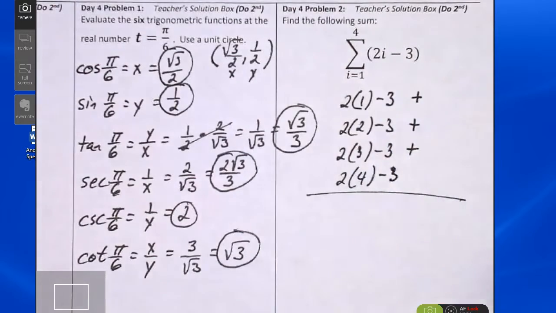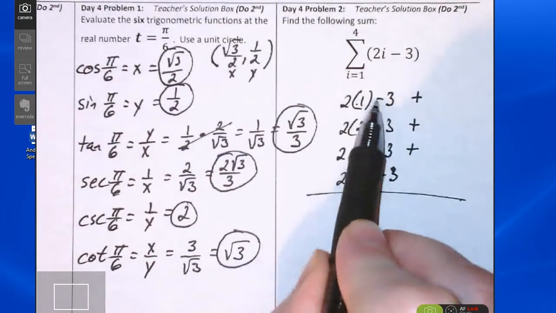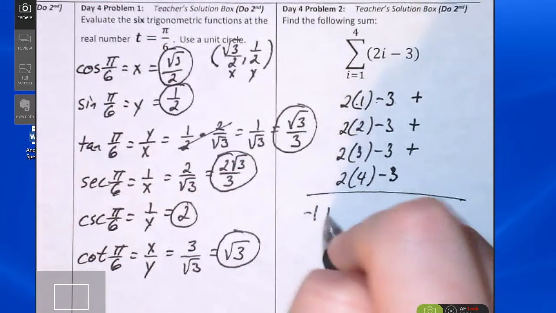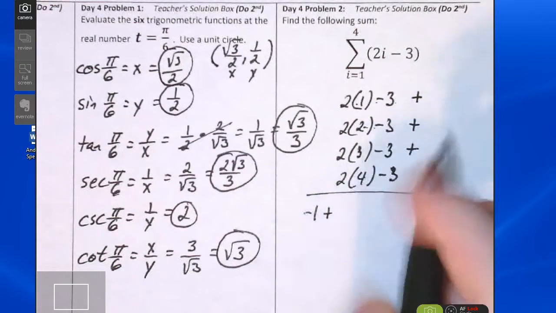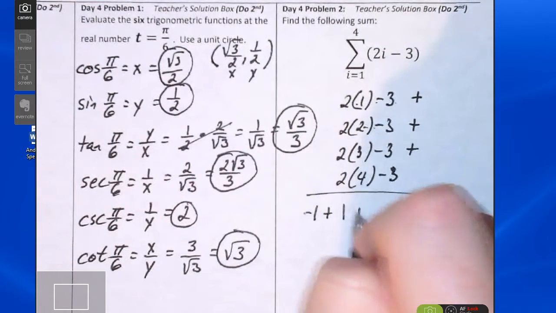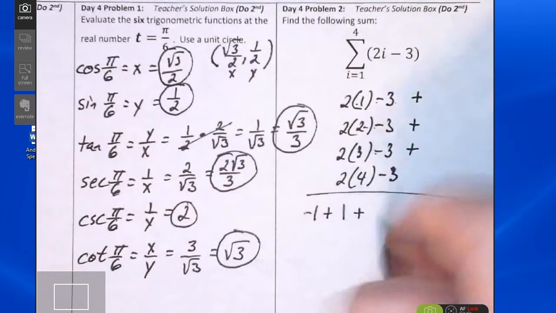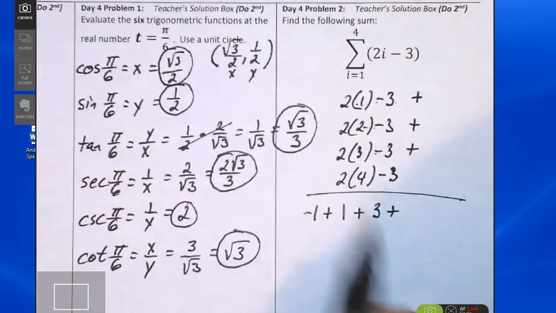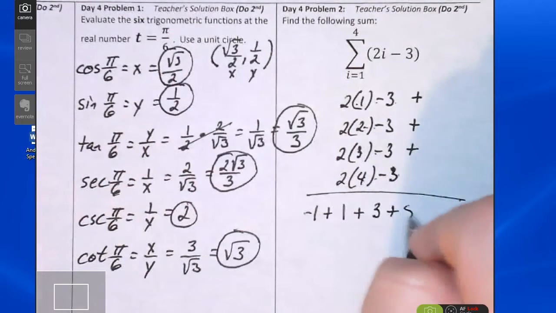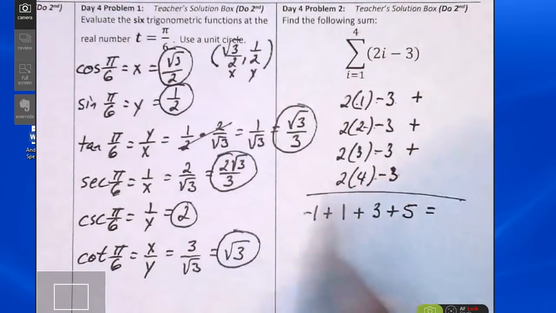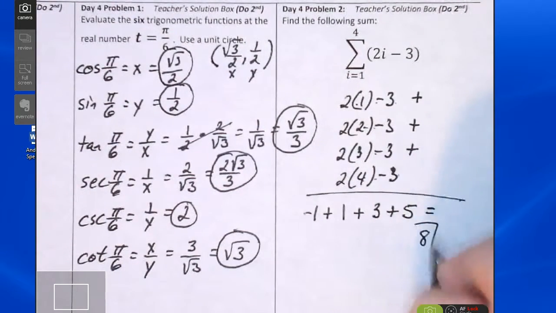And let's see what this makes. 2 subtract 3 is negative 1. 4 subtract 3 is 1. 6 subtract 3 is 3. And 8 subtract 3 is 5. Let's add this up, and this makes 8. So this sum is 8.